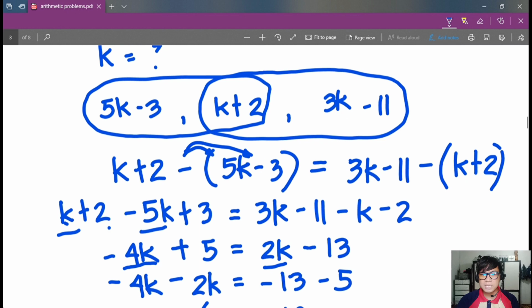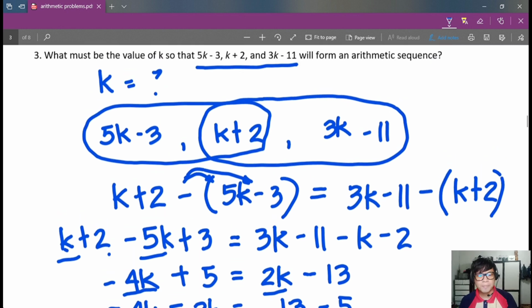ating given na sequence. Sige, ito. 3 ito siya. So, when k is equal to 3, so this is 5 times 3. Ito, 3 ba ito? 5 times 3 is 15 minus 3. 15 minus 3 is 12. So, yung first term natin dito, 12. Next one. So, this is 3, diba? So, 3 plus 2, 5. So, ito yung second term natin. Then, the last one is 3 times 3 is 9 minus 11, that's 2.